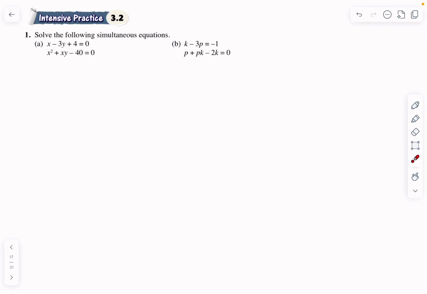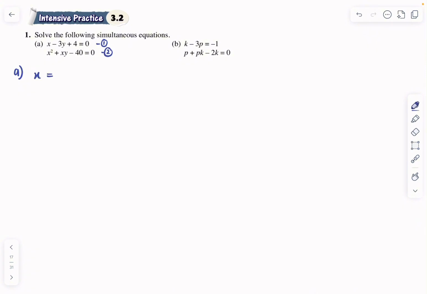Question 1. Solve the following simultaneous equations. Alright, let's look at A. So we have two unknowns here, x and y. So call this equation 1, equation 2. From equation 1, we can make x the subject.